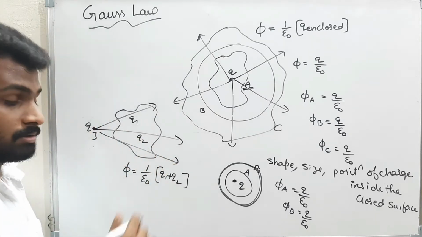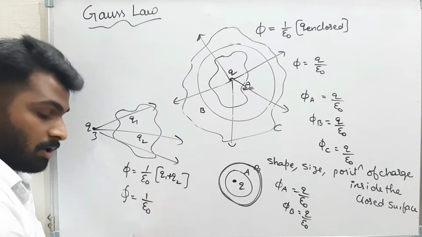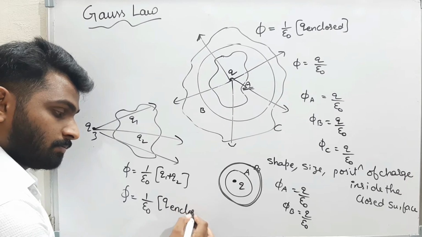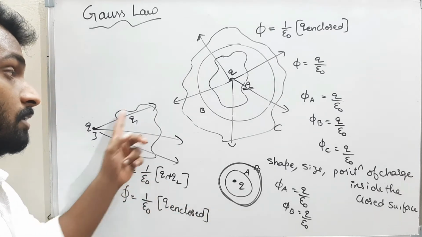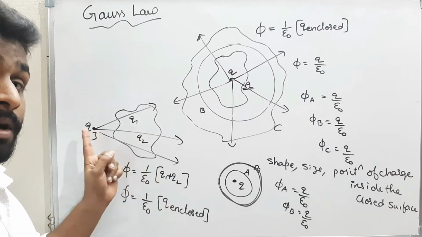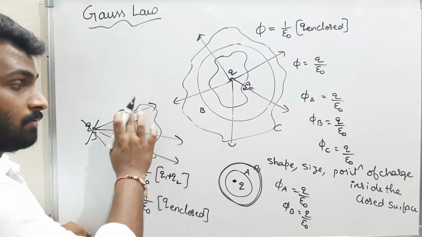That's all. Simply, what is the flux? 1 by epsilon naught times the charge enclosed. That's all. The flux through any closed surface won't depend on the charge which is present outside. It is independent of the charge which is present outside. Therefore, this Q3 won't give any flux through this closed surface.